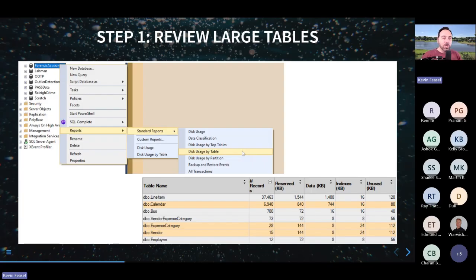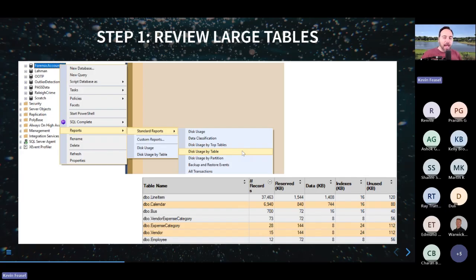And what that's going to show us is for each table in this database, how many records are there? How much space does that set of records take? How much of that space is data and how much is indexes and how much is available? Like if you delete rows, the unused kilobytes is going to show up here. This will give us an idea of what are some of the most important tables.